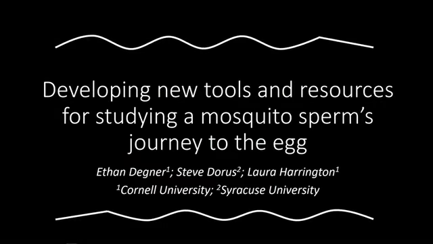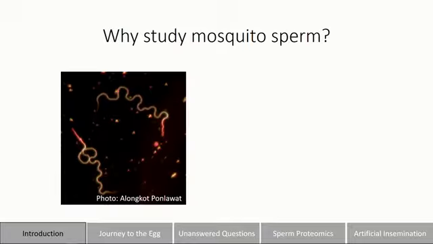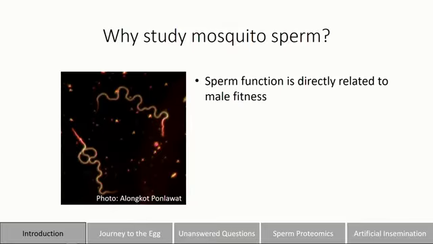My name's Ethan Degner. I'm a student of Laura Harrington's at Cornell University. And I'm going to be switching gears a bit. I'm going to be talking about mosquito sperm. This is maybe something you don't think about all that frequently, but I'm here to argue that maybe you should, because sperm are just as important as the more familiar female egg at producing that next generation of pathogen-transmitting mosquitoes. And they're directly related to a male's reproductive success.